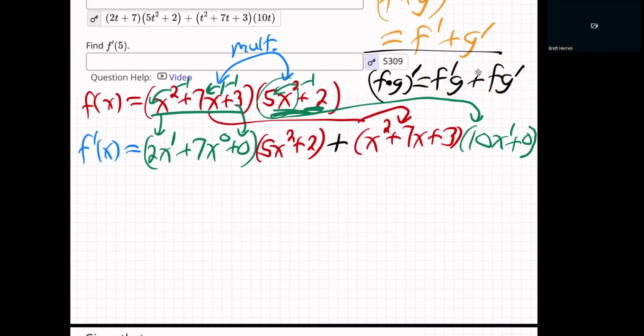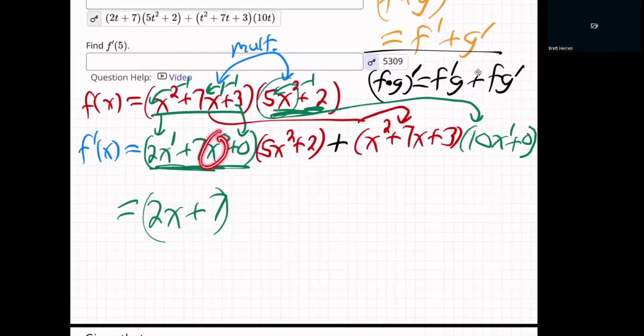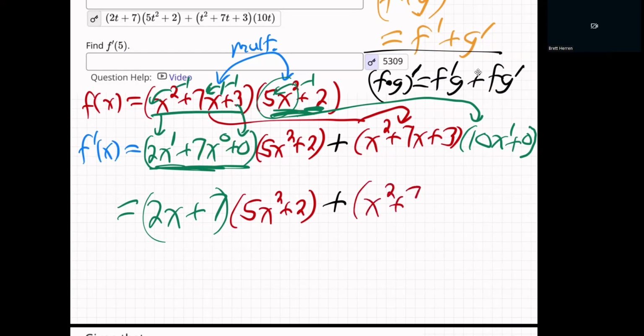So I did the first one here. And so now let's clean that up. So that's 2x. And that's just going to be 7, isn't it? Because x to the 0 is just 1, and the 0 is just gone. So 5x squared plus 2, plus, then the second one's, what's that? That's x squared plus 7x plus 3. And what's the second one? Just 10x. That 0 is gone. And so that's it. That's our answer.